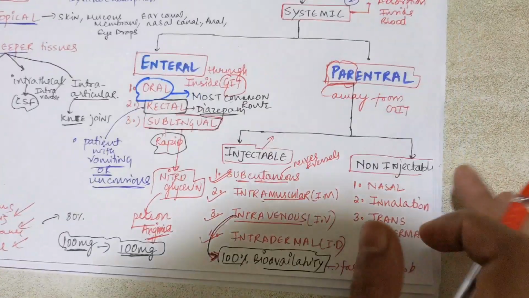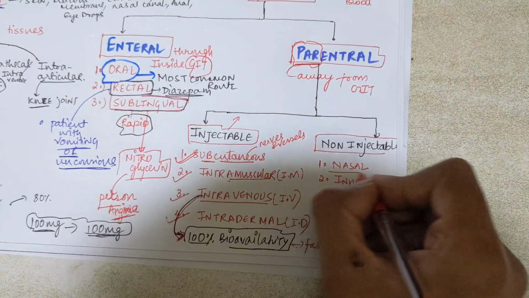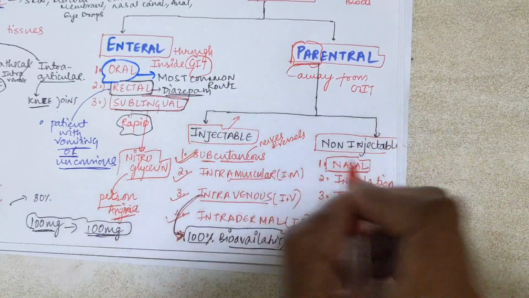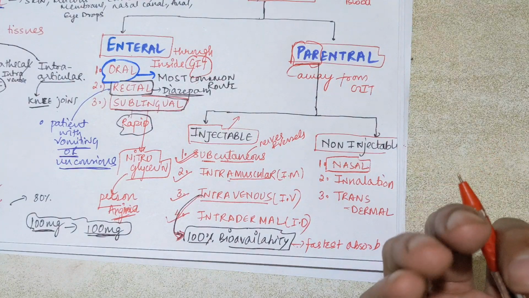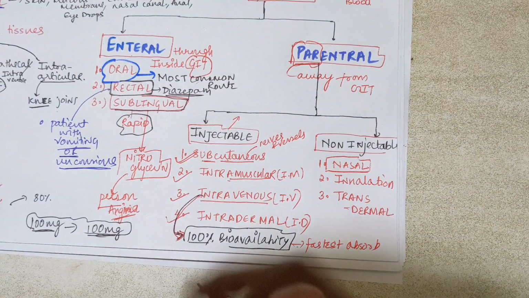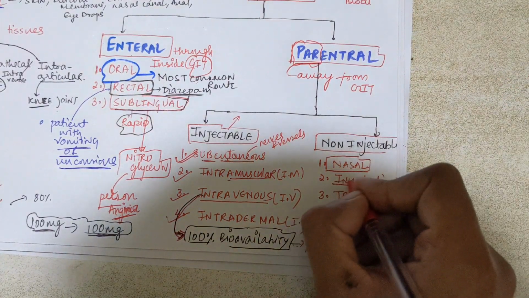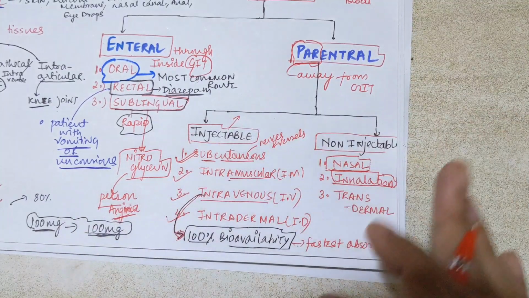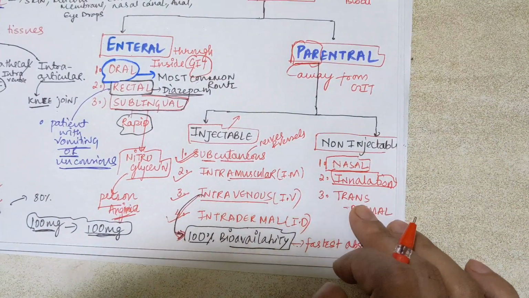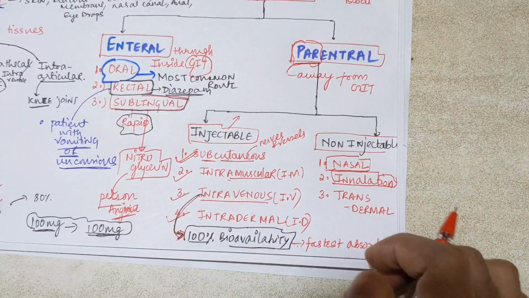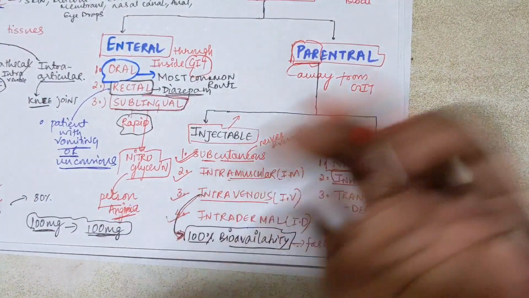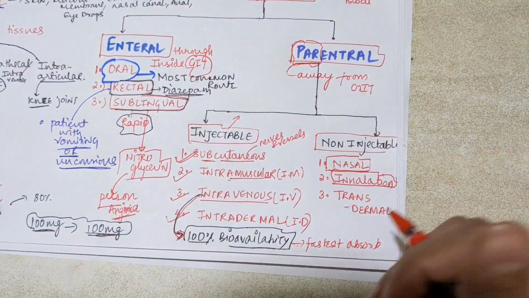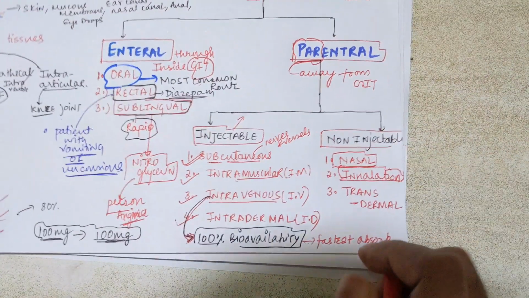Now the non-injectable routes. You can give through the nasal route also. Some drugs you can put through the nose, and from there small blood capillaries absorb them into the systemic circulation. Inhalation routes we actually use for local or general anesthetic drugs, like nitrous oxide which we use for anesthesia. You inhale it, and you can see the effect directly.